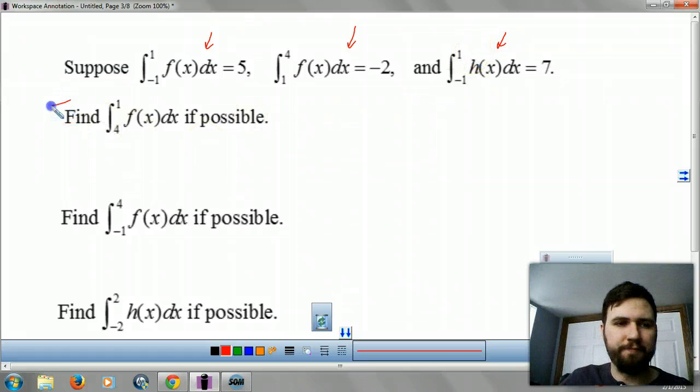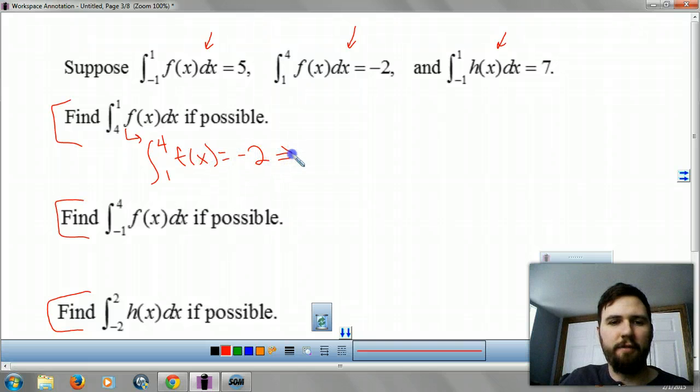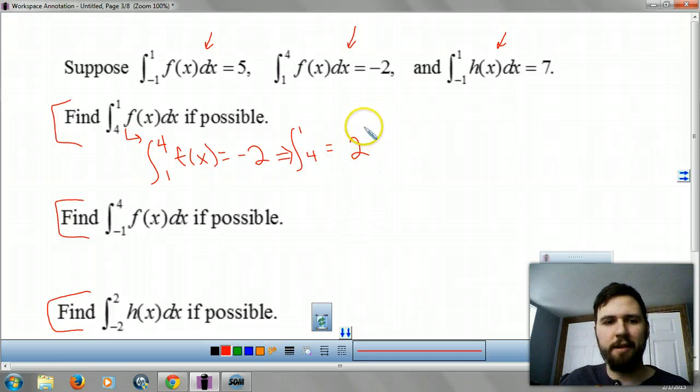Anyway, we've got to find from 4 to 1, we've got to find from negative 1 to 4, and we've got to find from negative 2 to 2. So let's go. From 4 to 1 of f of x, it's negative 2. Then if I switch those around, it's going to be positive 2. You just flip your sign.